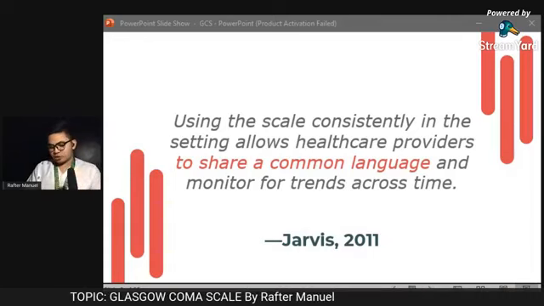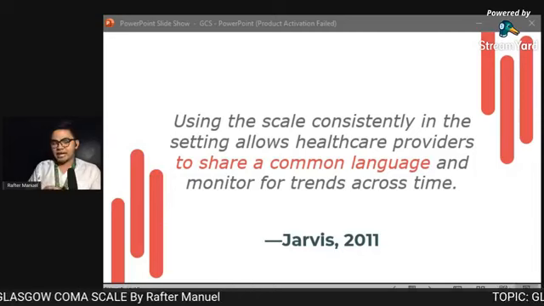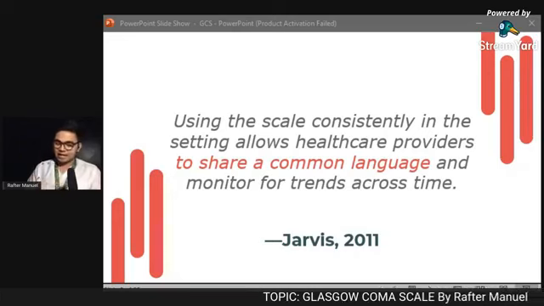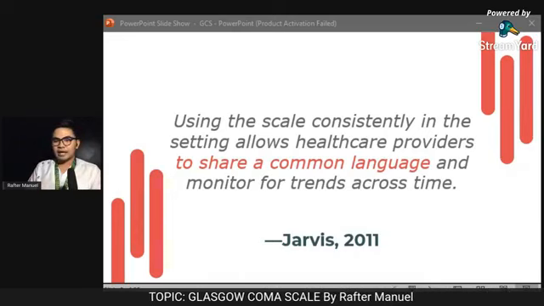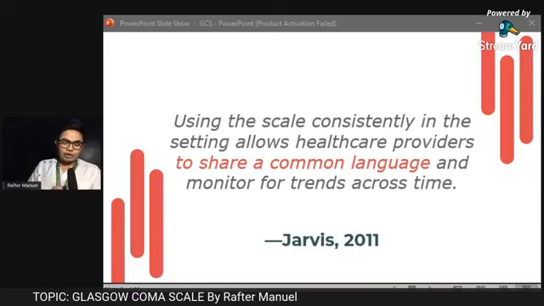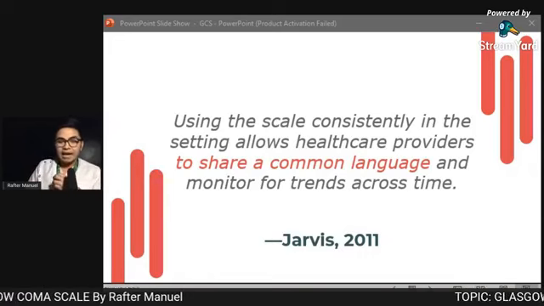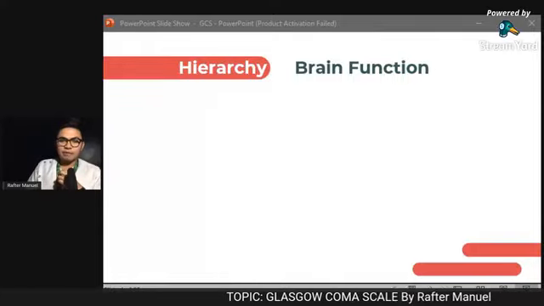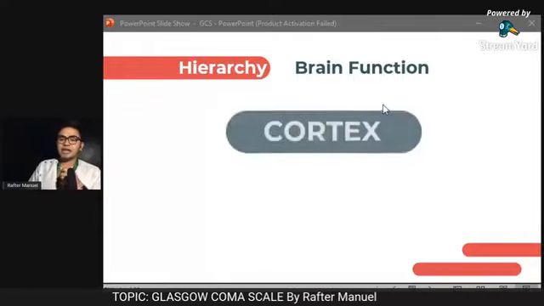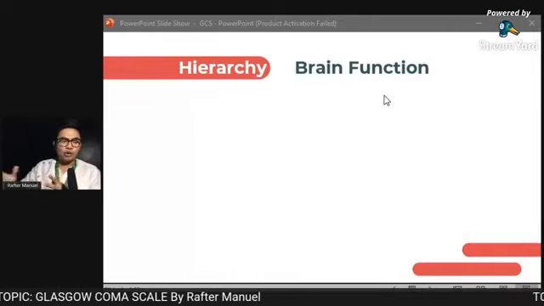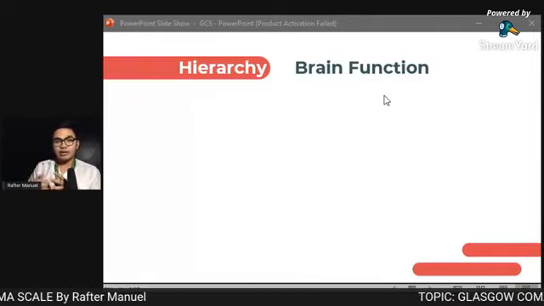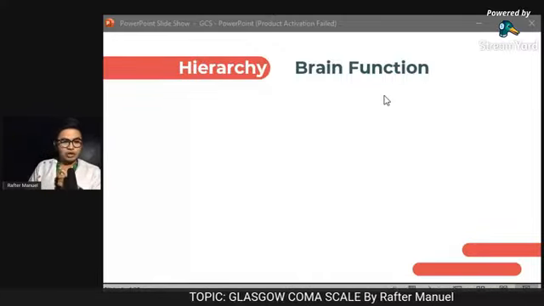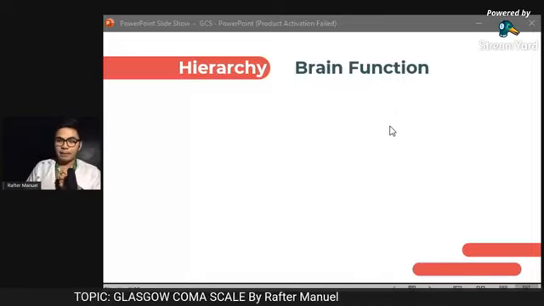Before I discuss the different parts of the GCS, before I give you the breakdown of the criteria, I would like to mention an important fact for us to think about: the hierarchy of our brain function, to really understand how these different scores signify a deterioration in our patient's neurologic condition. There are three levels of this hierarchy that I want to talk about.